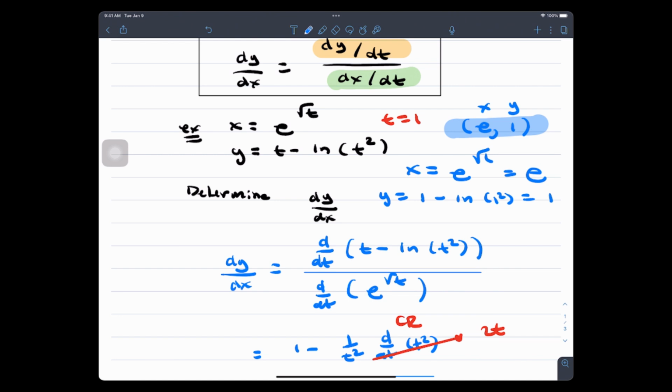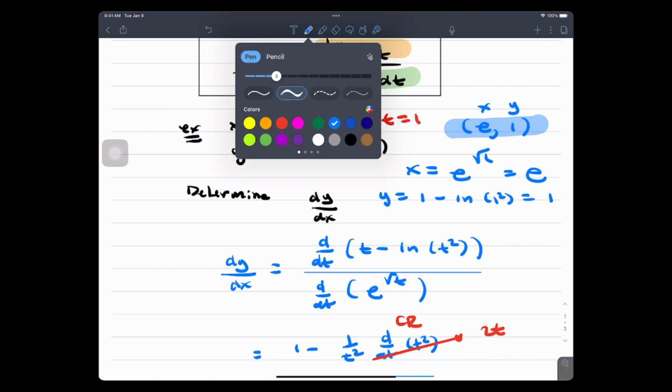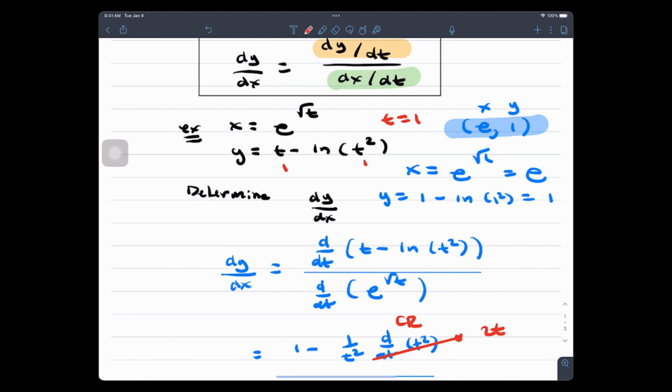T could never be -1. Why can't t be -1? That's a good question. Oh, y is 1, not -1. Natural log of 1 squared is natural log of 1, which is 0. So you have 1 minus 0, and 1 minus 0 is just 1. E to the square root of 1 is what you get when you plug in the 1 there for t. I'm trying to get something up here.